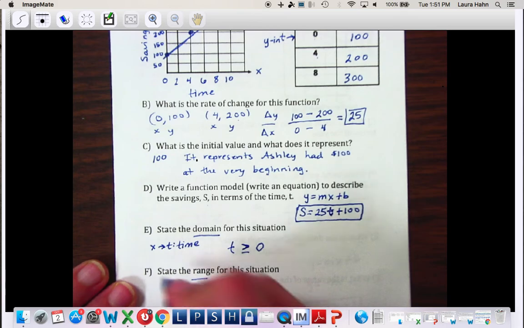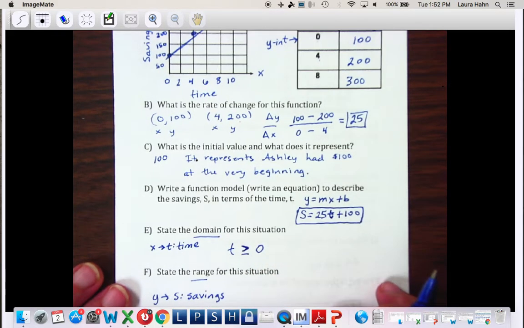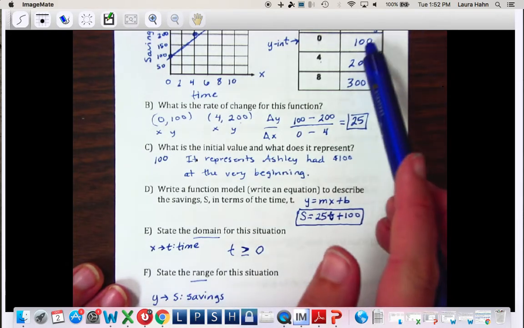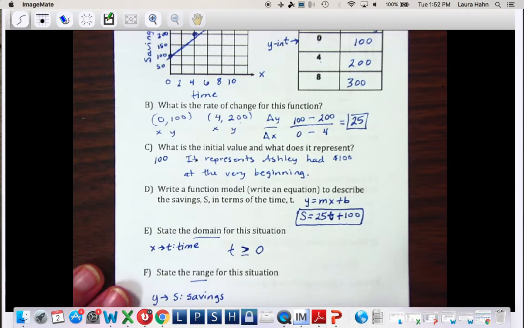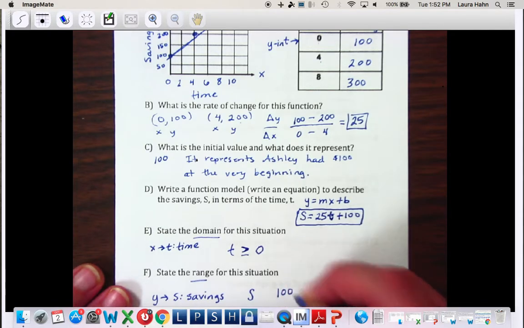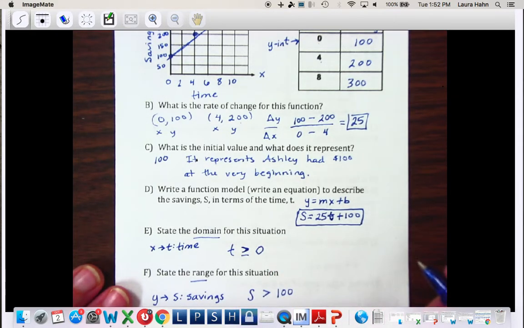Range. We know range is y, and instead of y, they're using an s in this case, and s stands for savings. Okay, so if there's no restriction on how long she can save, there's no restriction on how much she can save. Except, I know the lowest amount that she's going to save is what she began with, which is that $100. So there's one restriction, that $100 where she started. So I'm going to start with my letter, leave a space, and then put 100. Well, I know her savings will be greater than that $100 because she's adding to it. It also could be equal to because that's where she started.